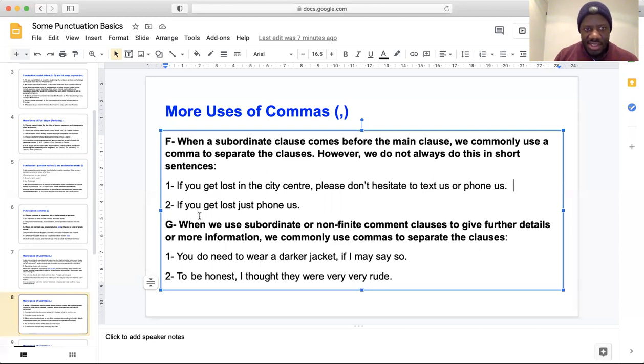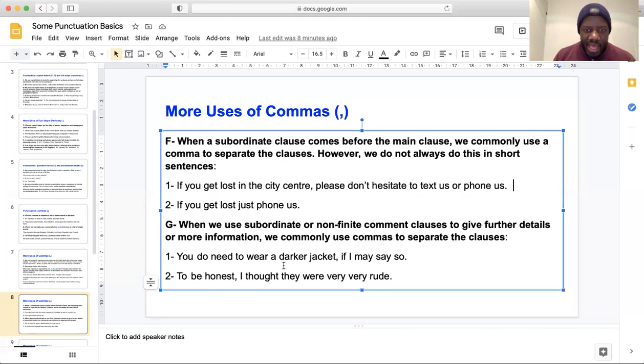But now in this short sentence, which says, if you get lost, just phone us, you can omit it. You can choose to omit it. It's optional here. Because what is the sentence actually saying? The main clause or complete sentence will just be phone us, and then the subordinate clause is if you get lost. But because this sentence is very short, you can decide not to use a comma in it. If you were to use a comma in it, you would place the comma here after lost. Also, when we use subordinate or non-finite comment clauses to give further details or more information, we commonly use commas to separate the clauses.